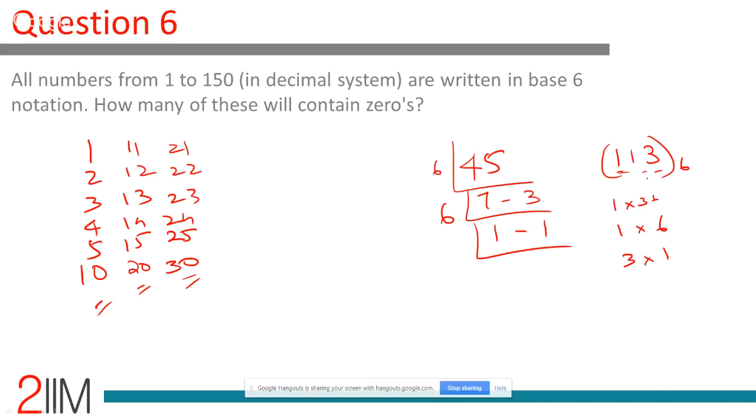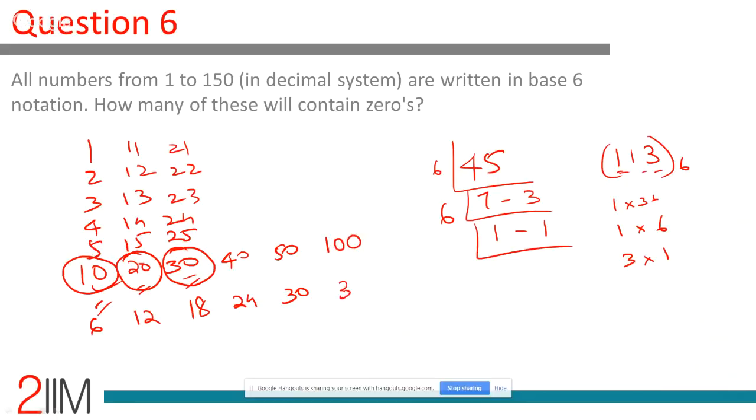I'm going to jump in and do a little bit of counting. So this number ends in a zero. This number ends in a zero. This number ends in a zero. In decimal system, this is 6, this is 12, this is 18. We have 40, which is 24. 50, which is 30. We cannot have a 60. We have 100, which is 36. All of these numbers have a zero.